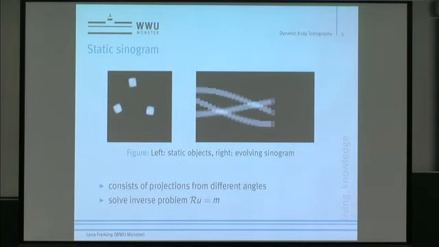And the sinogram evolves like this. So if we have a static data set like these three stones right here, we start measuring from the top, and then we rotate a little bit, make the next measurement, and with all the projections we get, we obtain this sinogram here on the right hand side. So this sinogram consists of, in this case, 30 different angles. And if we want to reconstruct this static data set out of the sinogram right here, we have to solve the inverse problem Ru = m, where R is the static Radon transform.